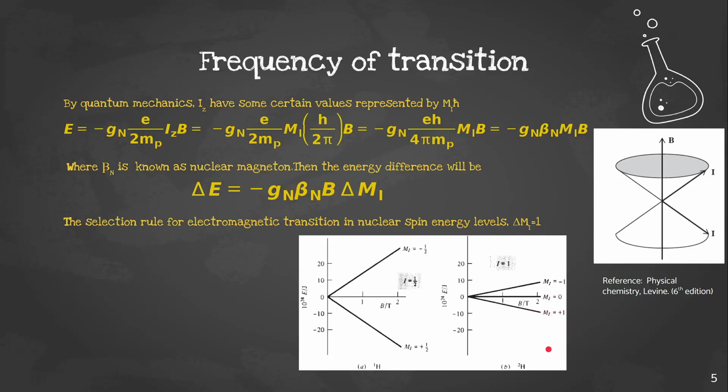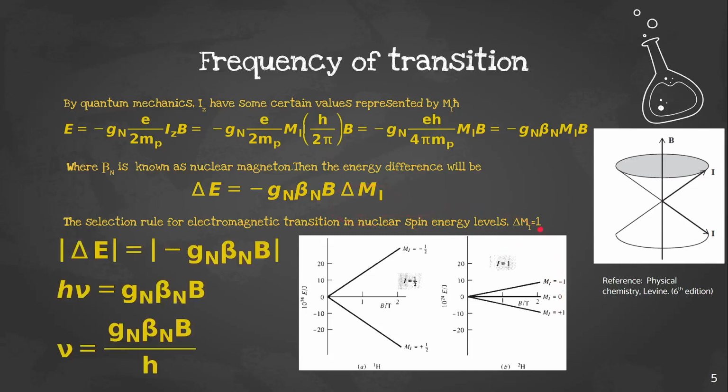If you assume I equals 3 by 2, in that case the states will be minus 3 by 2, minus half, plus half, and plus 3 by 2. There also the difference will be equal to 1. So we can replace this del mi as equal to 1, and the formula will look something like this. And just to relate that with h mu, we take a modulus of that. So h mu becomes Gn beta n B, and mu, the final form, becomes Gn beta n B by h. That is the formula that we require to answer the question that is given.